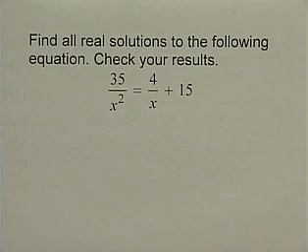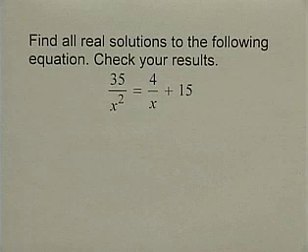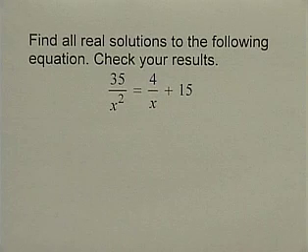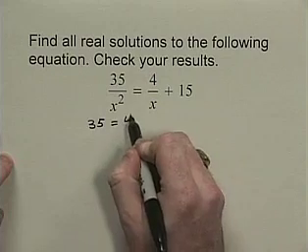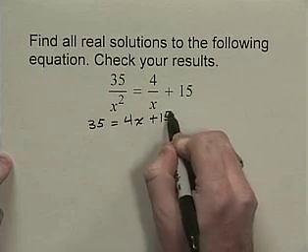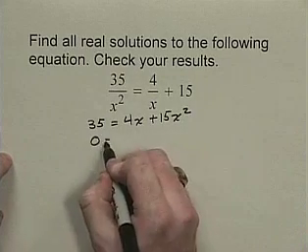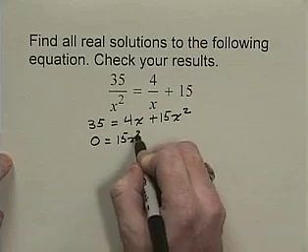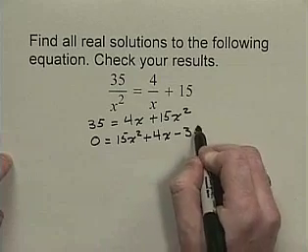Let's take another look at another problem. Find all real solutions to the following equation. Check your results. 35 over x squared is equal to 4 over x plus 15. Well, to solve this, let's go ahead and multiply both the left and the right-hand side by x squared. That's going to give us just 35 here on the left, equal to 4x plus 15x squared. So now let's rewrite this. 0 is equal to 15x squared plus 4x minus 35.